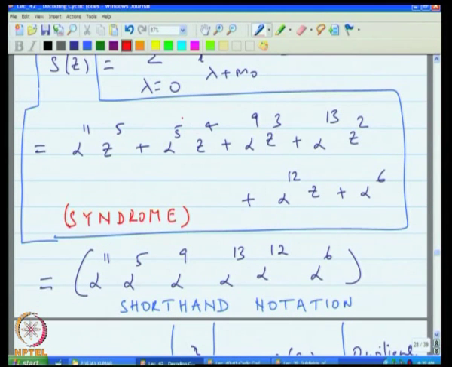So, this second step is to compute the syndrome. And since it is cumbersome to spell this out and work with a polynomial like this, we will use shorthand and just write it like this. So, here I am getting rid of the z's and just putting down the coefficients. So, alpha 6, alpha 12, alpha 13, alpha 9, alpha 5, alpha 11.